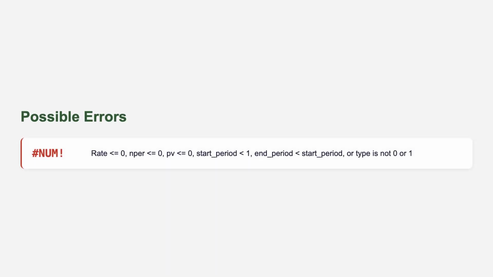Watch out for errors. A NUM error occurs when the rate, NPER, or PV is less than or equal to 0, when the start period is less than 1, when the end period is less than the start period, or when type is not 0 or 1.